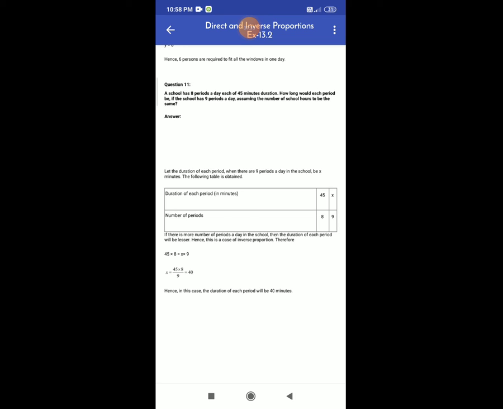to x multiply 9. So x is equal to 45 multiply 8 by 9, therefore x is equal to 40. Hence, in this case, the duration of each period will be 40 minutes.